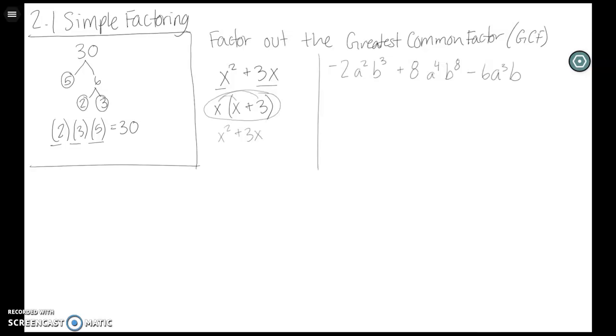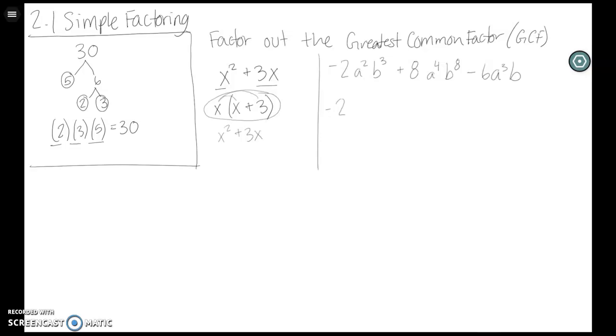So let's look at just the constants. My coefficients are negative 2, 8, and 6. And I notice that all of those are divisible by 2. So we would say that 2 is a common factor of all of those. So I'm going to factor a 2 out of each of those. In fact, I'm going to factor a negative 2 out. The reason is because then that gets rid of the negative on the front of my polynomial. I'm not a huge fan of those on the front. So I'll factor out a negative 2.